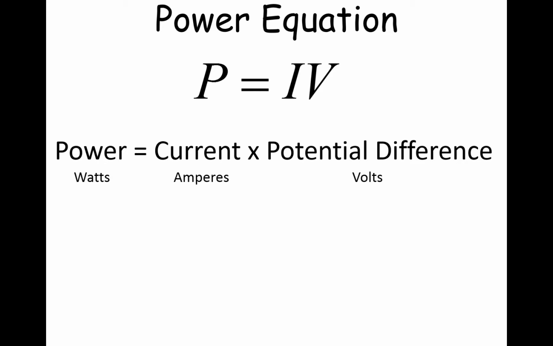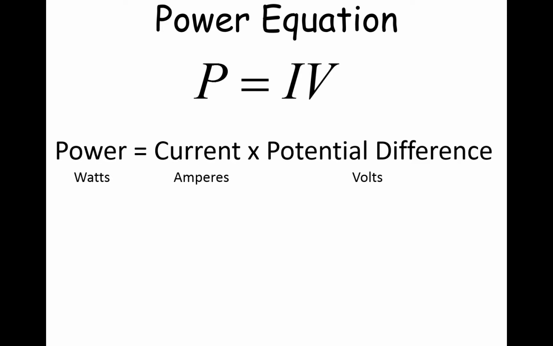Now, this power equation is different from the previous power equation we've looked at. However, it is the same power. So if I had the energy and the time taken for that energy to be transferred on a particular device, that would be equal to the current multiplied by the potential difference. So the equations can actually be linked together, and we will look at that in a future video.